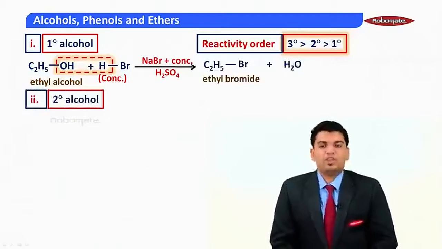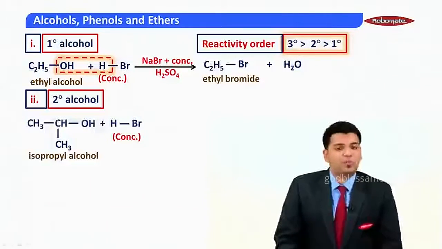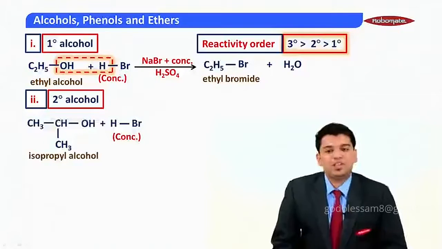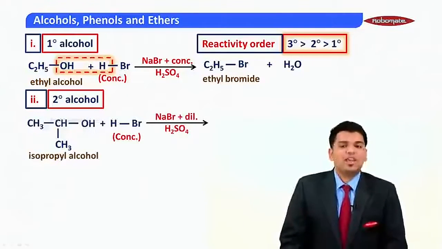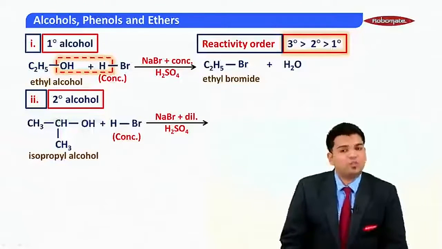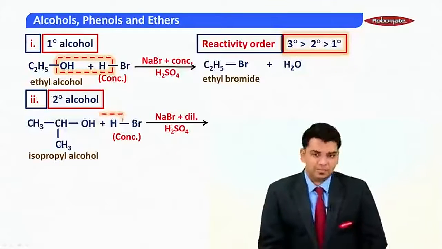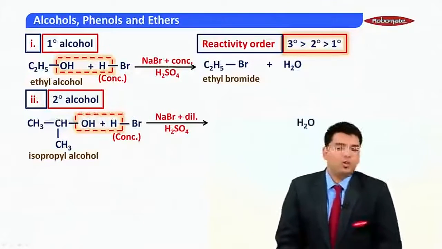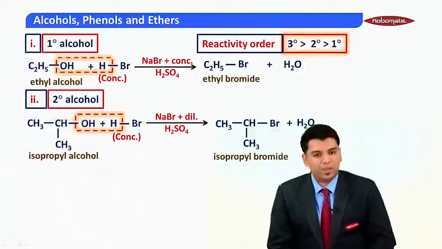Now when we go to the next condition, that is secondary alcohol, we take the example of isopropyl alcohol and make it react with conc HBr. The conc HBr is produced by the reaction of NaBr and dilute H2SO4 this time instead of concentrated, because doing this reaction is easier. So we again lose a water molecule and we are left with isopropyl bromide.